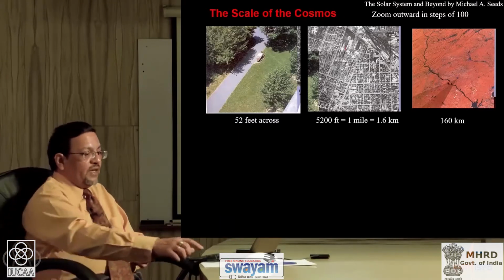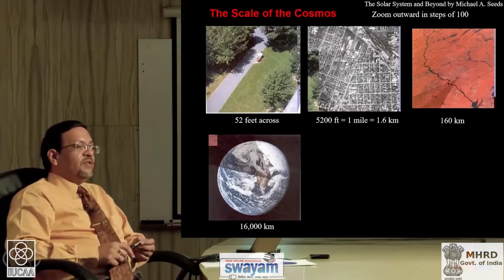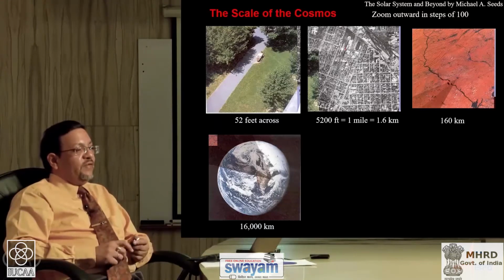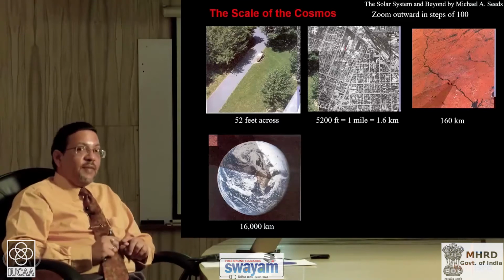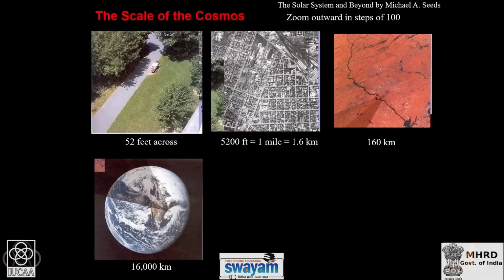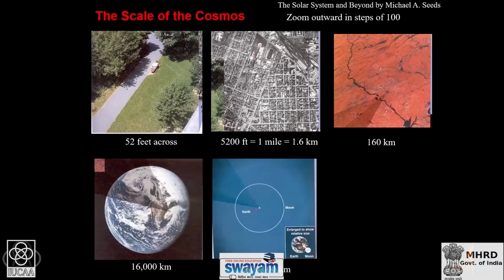If I zoom this further, you come to the dimension of the earth. So, essentially from a picture where I can see my neighborhood, if I take 3 steps of 100, now with these 3 steps I am able to come to the dimension of the earth. If I take the next step, I come to the dimension of earth-moon distances. Essentially, by 4 steps from my neighborhood, I am coming to the dimensions of the earth-moon system.